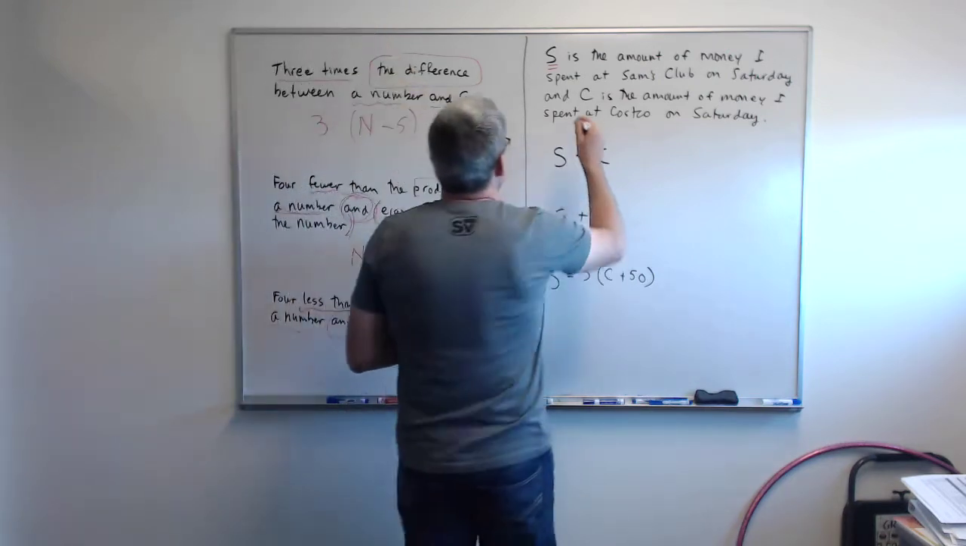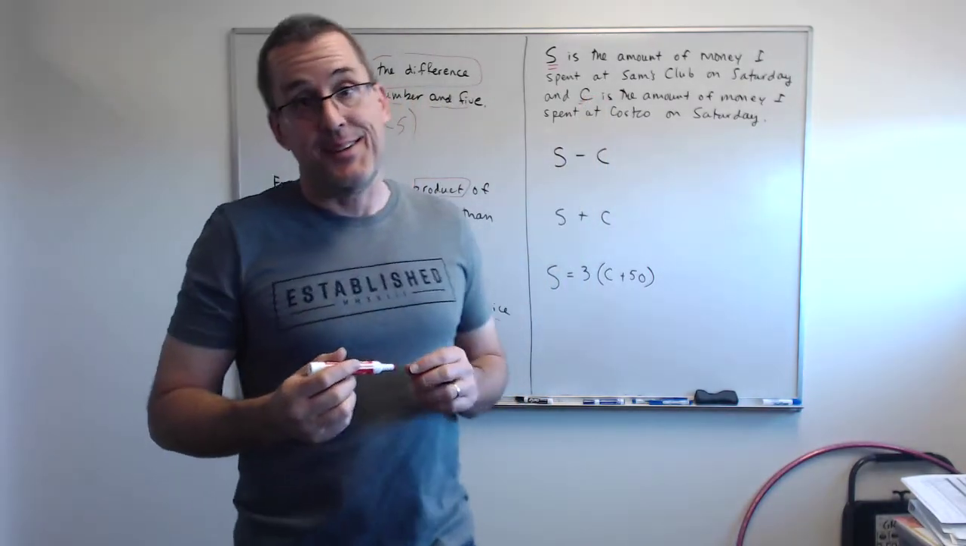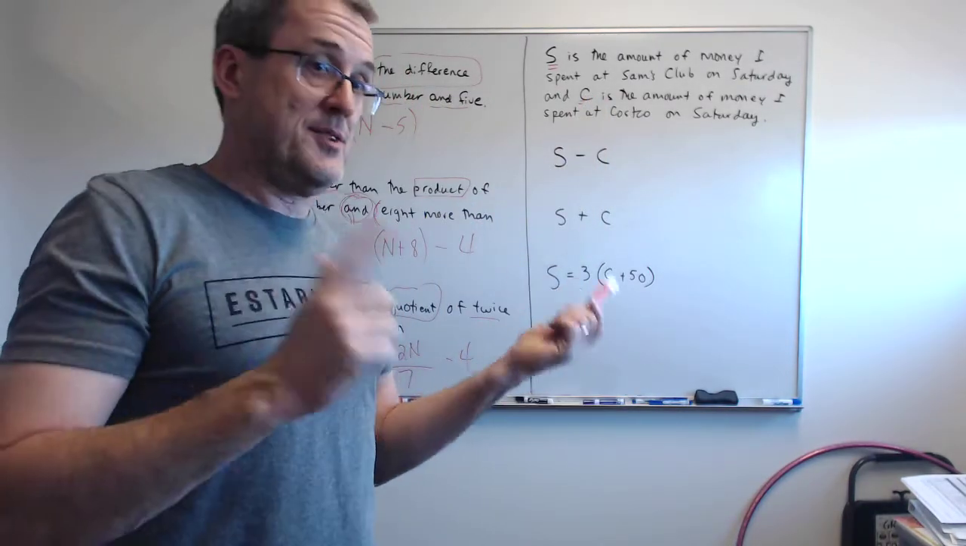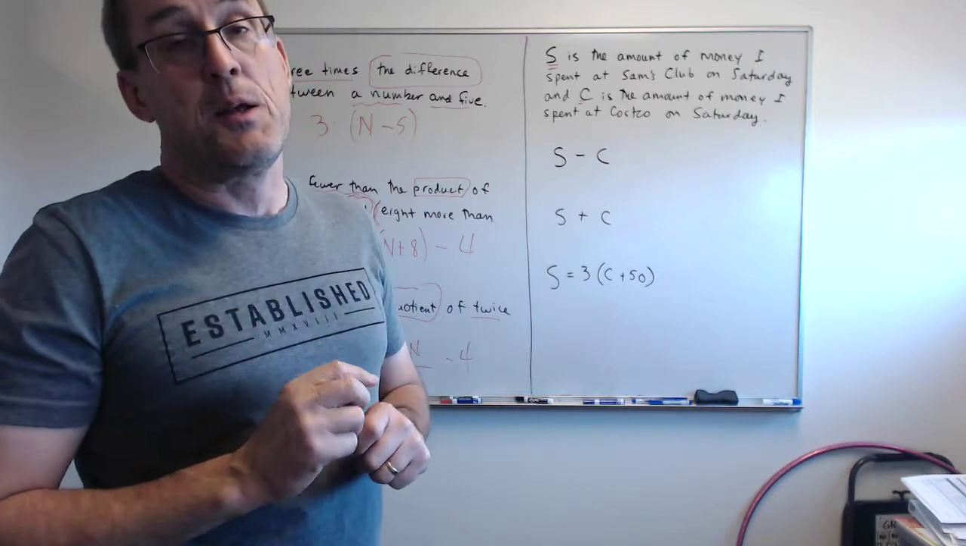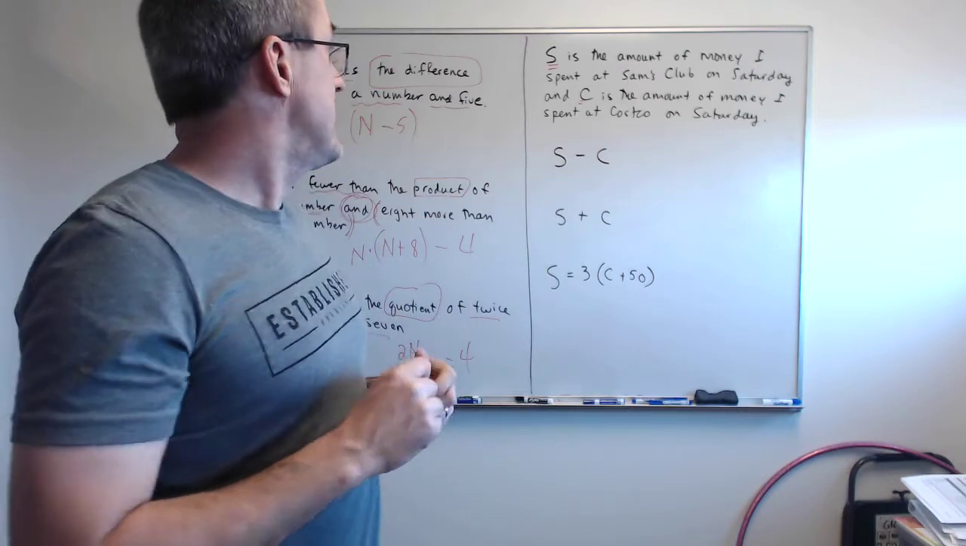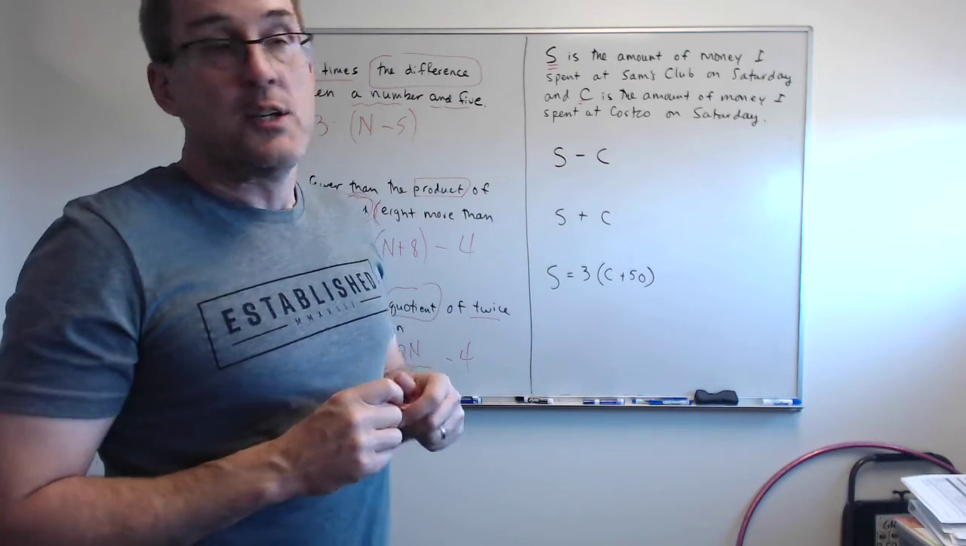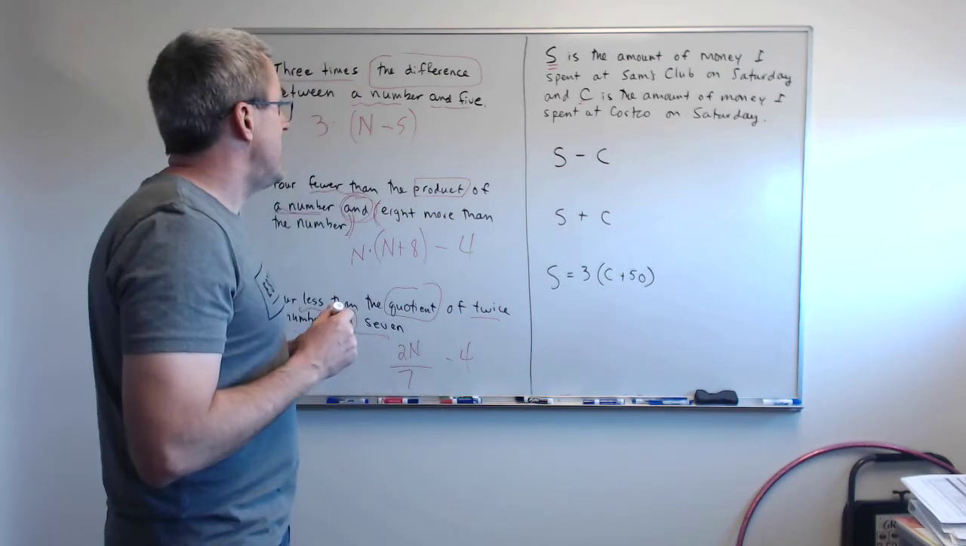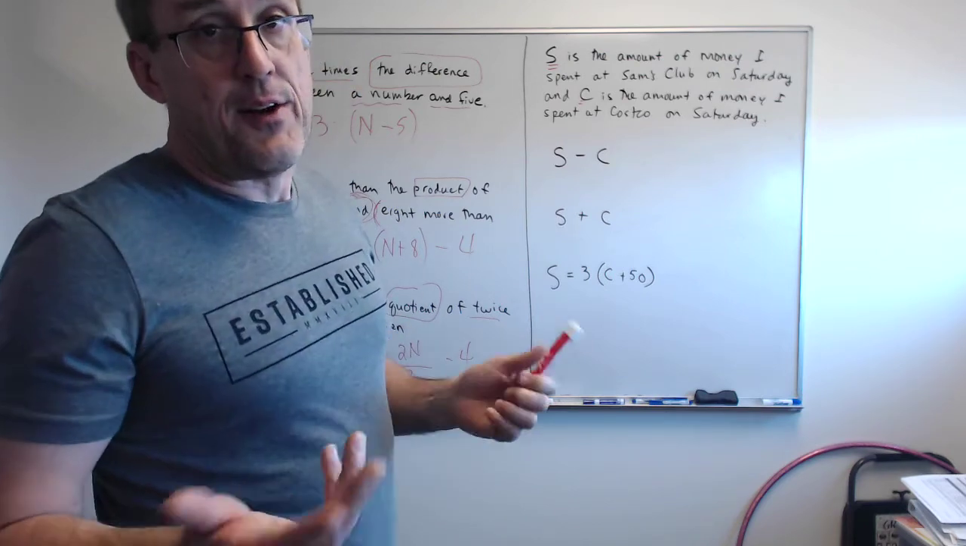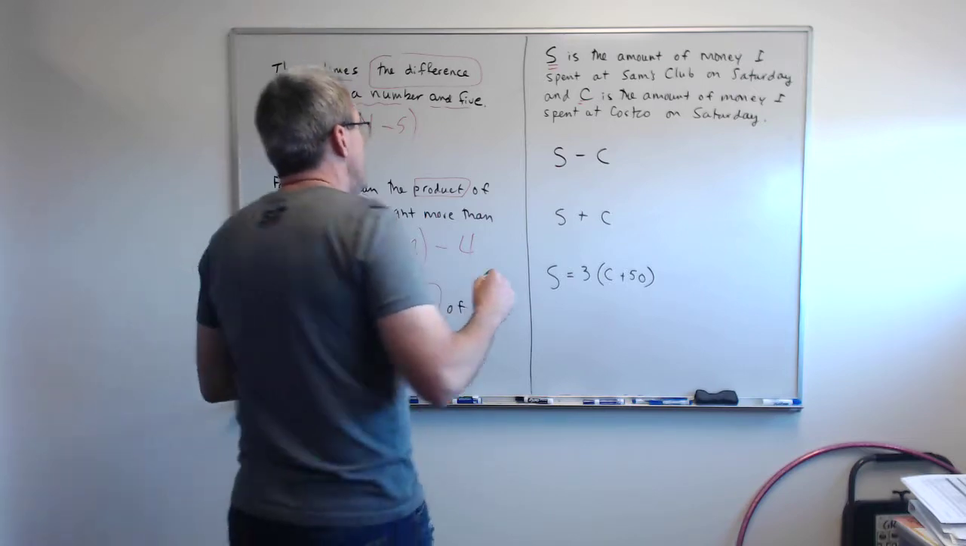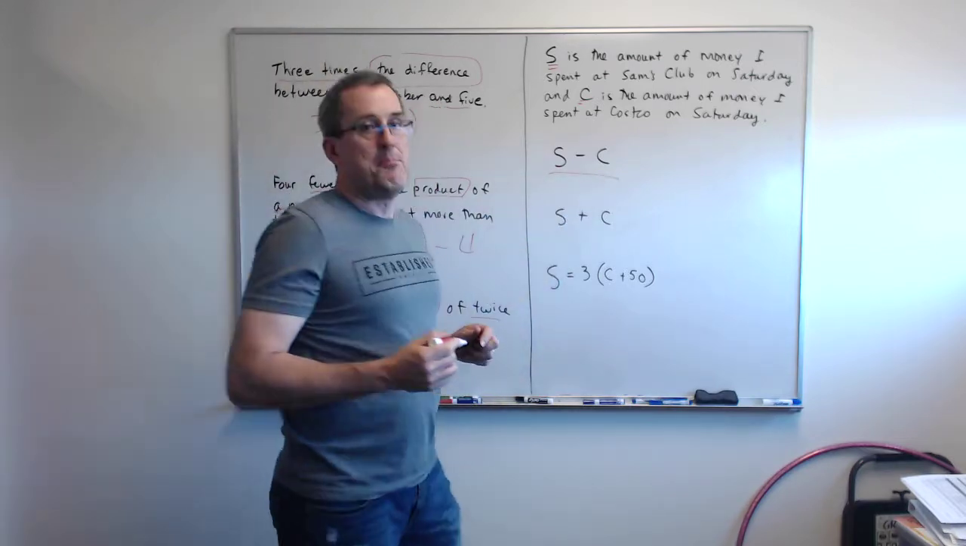But then I also had to go to Costco, because you know how it is. There's stuff at Costco that Sam's doesn't have, there's stuff at Sam's Costco doesn't have, so I had to go to both places. So I went to Costco and I spent C dollars. So C is the amount of money I spent at Costco. Both of these, by the way, are in dollars. So what would it mean to say S minus C?